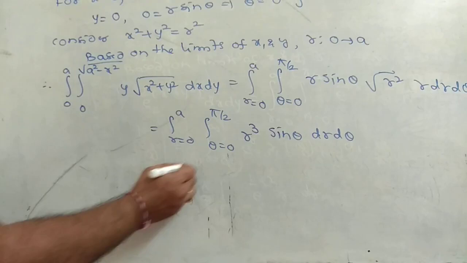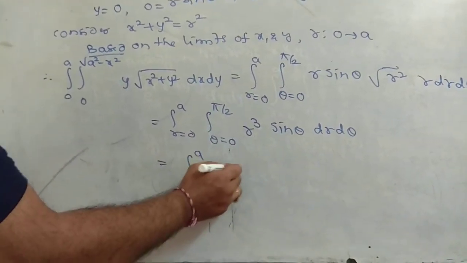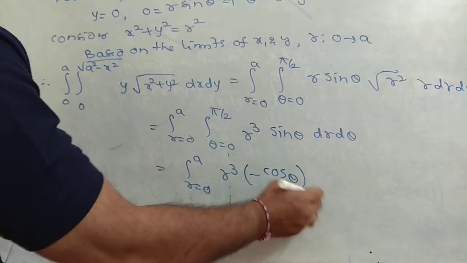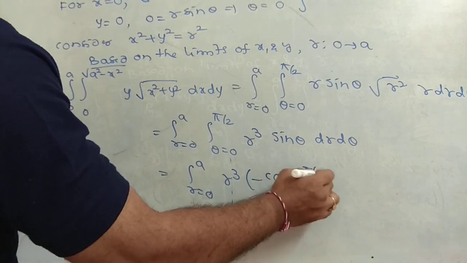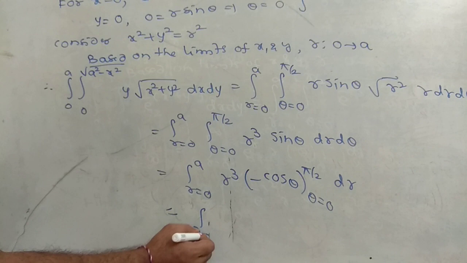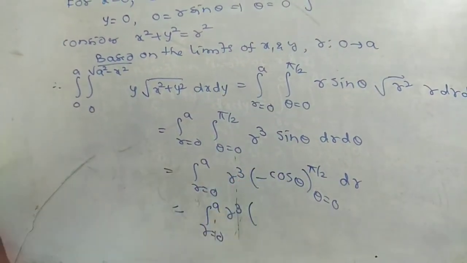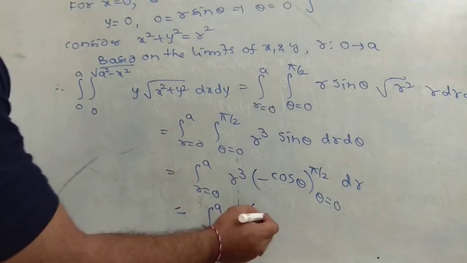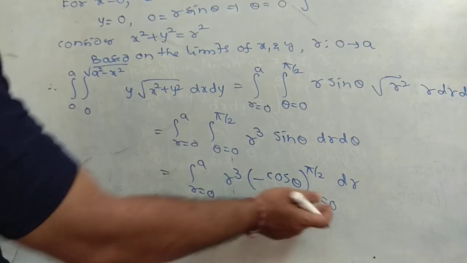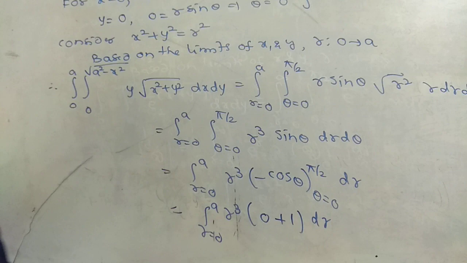So first integral keeping as it is, integration with respect to theta means r cube constant, sin theta integration minus cos theta, theta limits 0 to pi by 2, and still we have here dr. So it is r equal to 0 to a, it is r cube. Substitute your upper limit. What is cos pi by 2 value? It is automatically 0. And minus of, means here already minus is there, plus theta equal to 0. Cos 0 value is 1. So we have here dr.